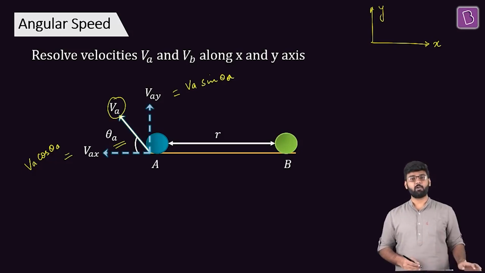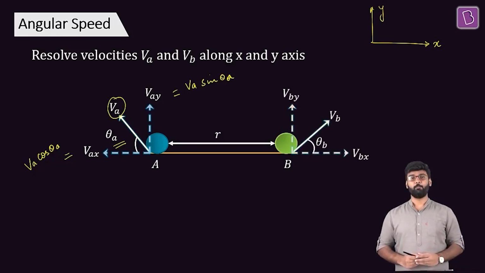Now let's see the components of velocity of particle B. So here VB is making angle theta B with the positive x-axis.